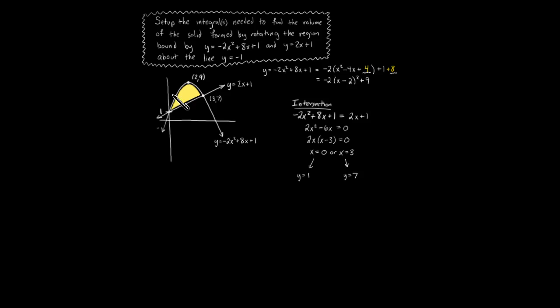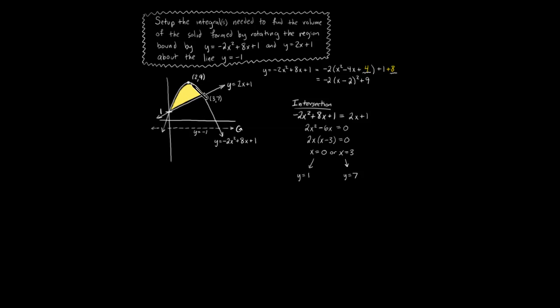Okay, so now remember, we are taking this region and rotating it about the line y equals negative 1. So let's go ahead and draw in that axis of rotation. There we have that line. Now, we could proceed a couple different ways here. One would be to get kind of a holistic view of what this rotated region looks like.